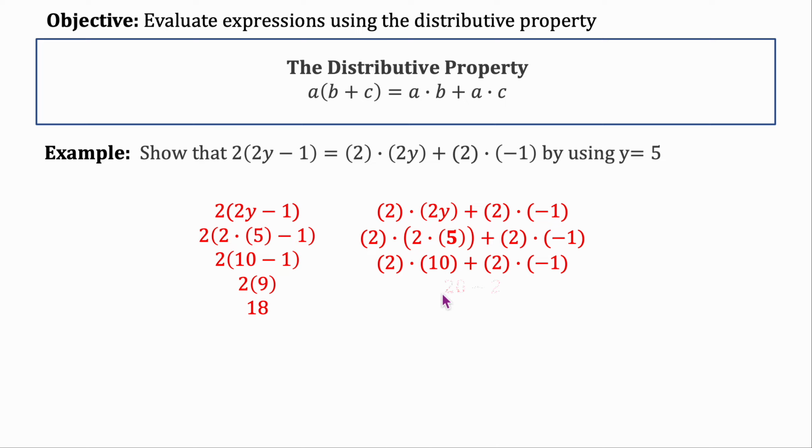2 times 10 is 20. 2 times -1 is -2. Feel free to put plus -2, or I usually will just write that -2. And then 20 minus 2 is indeed 18. So that is how we evaluate expressions using the distributive property.